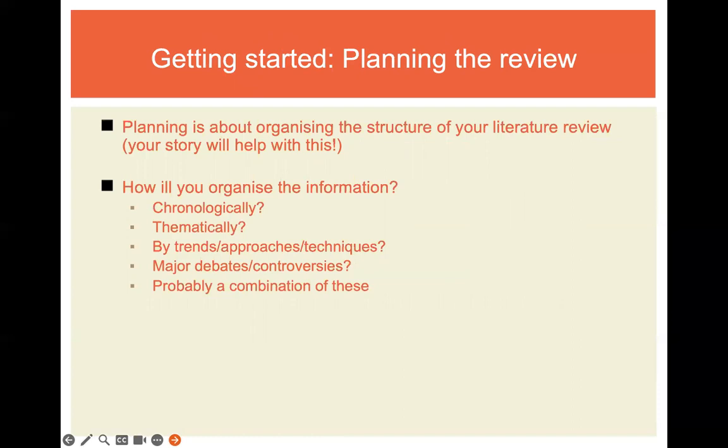So, planning is very important here, no? Planning is about organizing the structure of your literature review. And I've told you a number of times that how you will organize the information will do a lot about how you will proceed in the study. And there are many ways to plan it: chronologically, thematically, by trends, by their methodologies, approaches, and techniques, by major debates or controversies, or probably a combination of all of those.